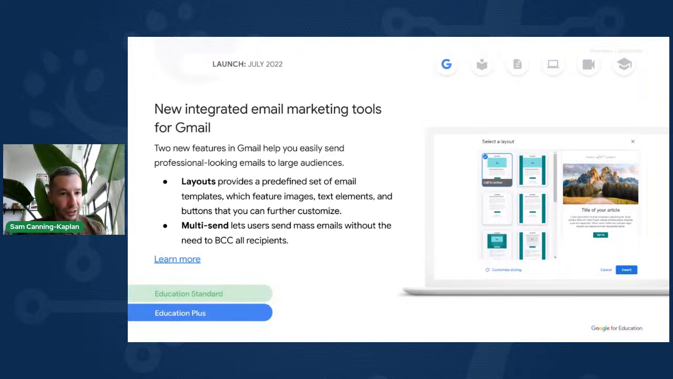The first being layouts. This provides a pre-designed set of email templates, which feature images, text elements, and other buttons to allow you to have more interactive and exciting email layouts. The other thing is multi-send. This allows you to send mass emails out. Maybe you're a principal and you need to email your entire parent population or students without having to BCC everybody. So it's just a seamless way to send larger emails in a quicker way.